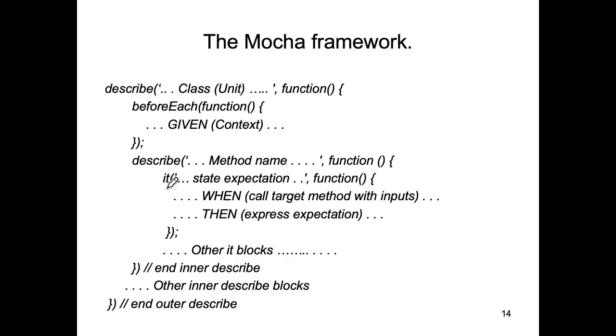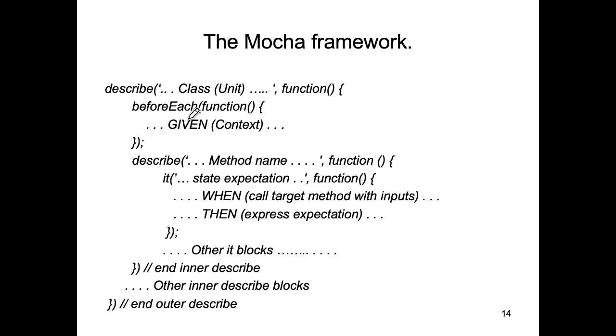So the suggestion now is maybe that I have a number of it blocks inside this describe block, and each of these it blocks would be testing for a particular story associated with the particular method of the class. In terms of the given when then, the given stuff in your story, we tend to encode here in the before each, because in the before each, what you're typically doing is some setup code, whether that be creating an instance of the class and passing in the initial values of properties of that class. That typically is what goes on here.